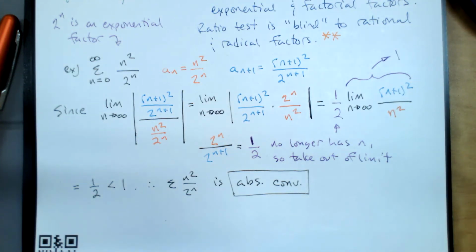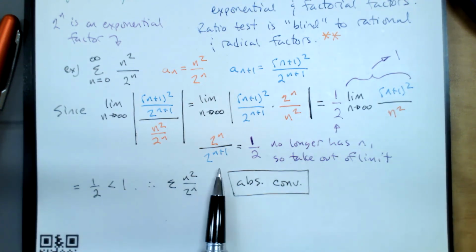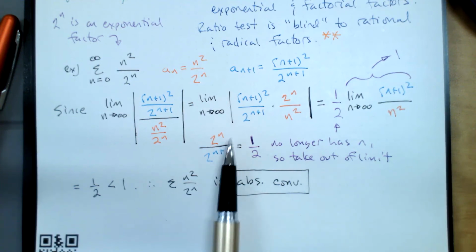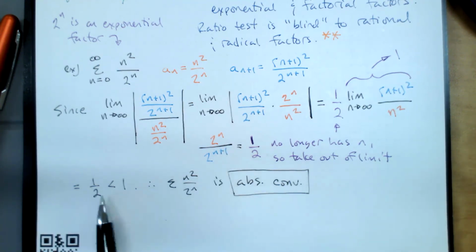So you could probably guess that this 2 showed up just the way that it showed up, because it came from this 2 to the n over 2 to the n plus 1. That 1/2 showed up as a 2 to the n because of the 2 to the n in the denominator of our original series. That's where the 1/2 came from.